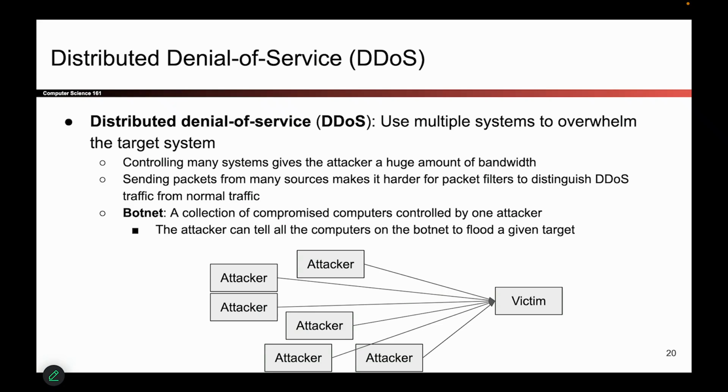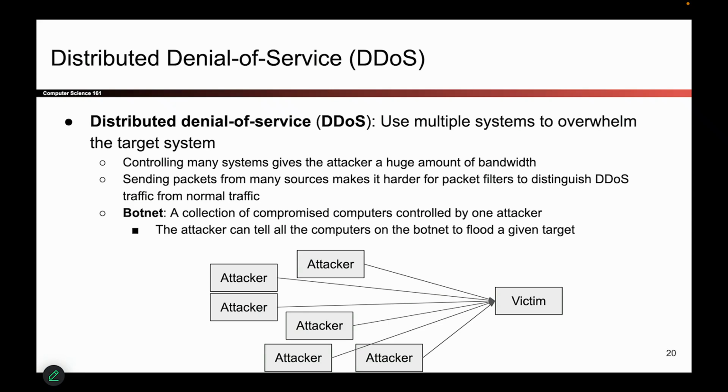Also, if there are so many different attackers, now the server is going to have a very hard time distinguishing what traffic is normal and what traffic is part of the DDoS attack. So if there was just one attacker, maybe you would notice that there's one attacker, and you could block them, and maybe that would stop the attack. But if there's so many different attackers, then you have to somehow identify that these are the attackers, and these are not the attackers, and that can be really hard.